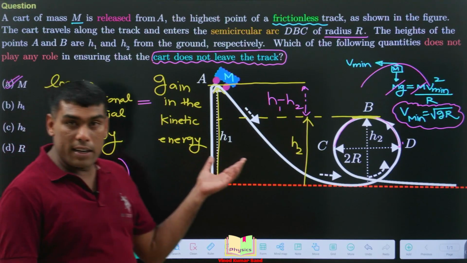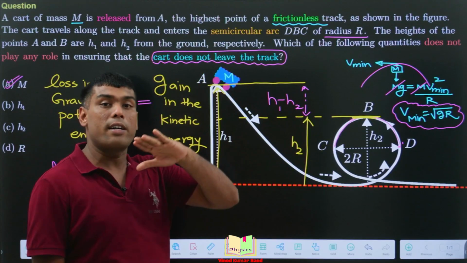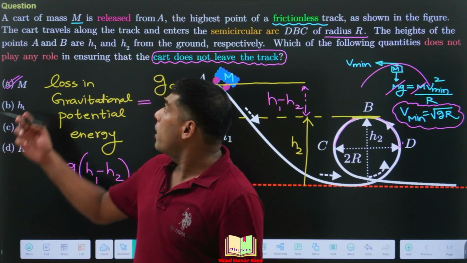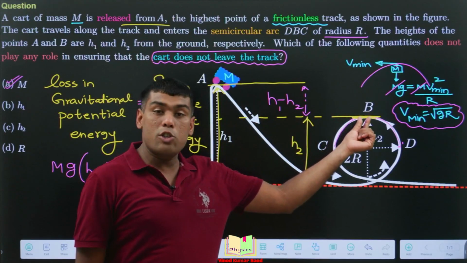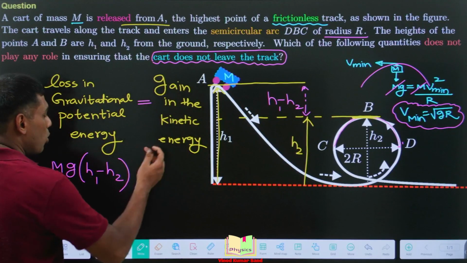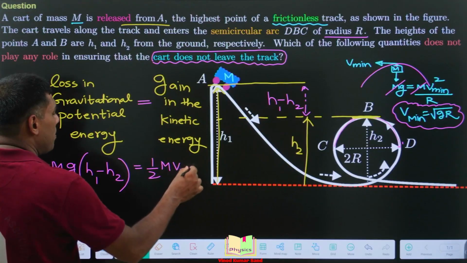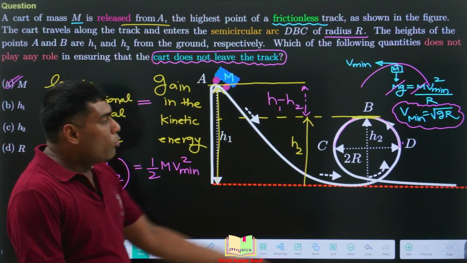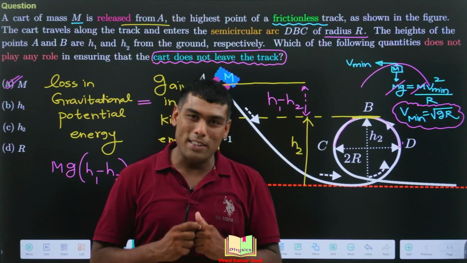And the gain in kinetic energy. Earlier the kinetic energy of the cart was 0. It started from rest. It was released at point A. The final kinetic energy of the cart we can write as half m v minimum square. So the gain in kinetic energy is half m v minimum square. V minimum we already know from the condition of the looping the loop.